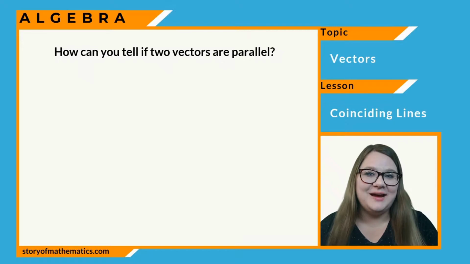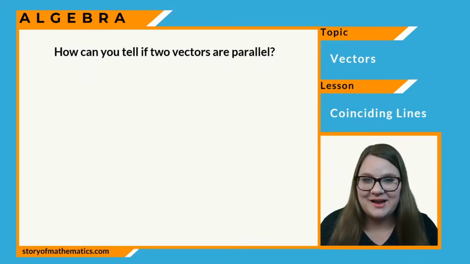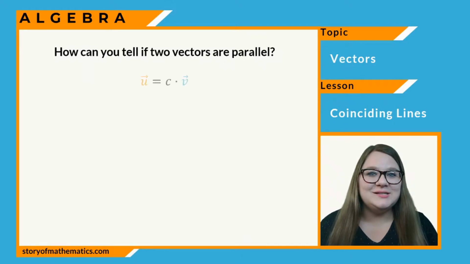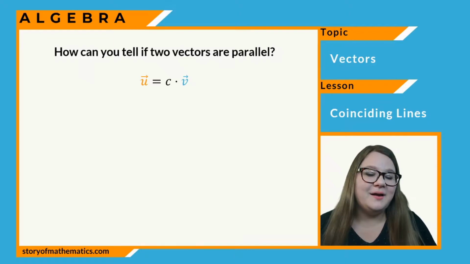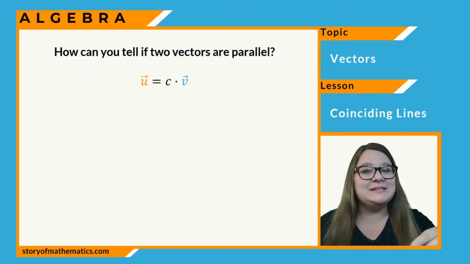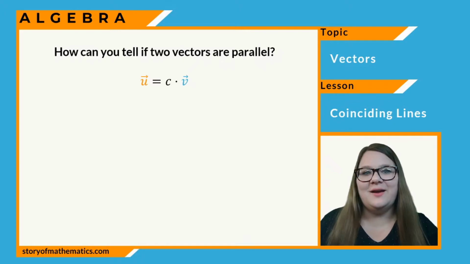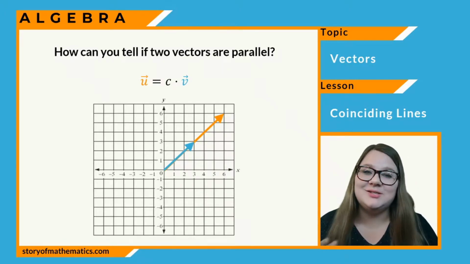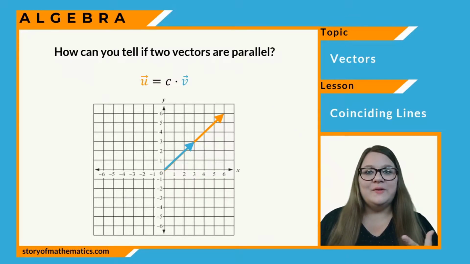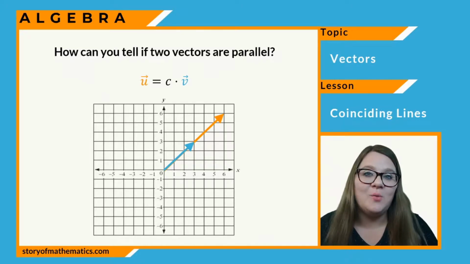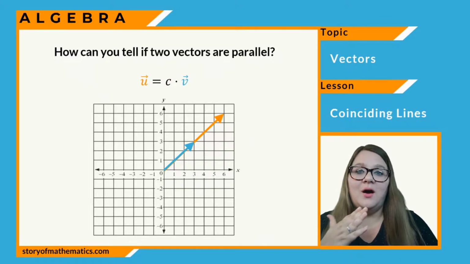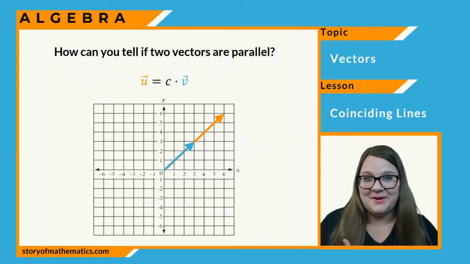As a reminder, to figure out if two vectors are parallel, you're going to start by seeing if they're scalar multiples of each other. So, if you would multiply vector v by a constant c to get vector u, then they are parallel vectors. They might look something like this if they start at the same point. When they start at the same point, you'll see that they actually overlap, and that is where the word coinciding comes in. They are over top of one another.